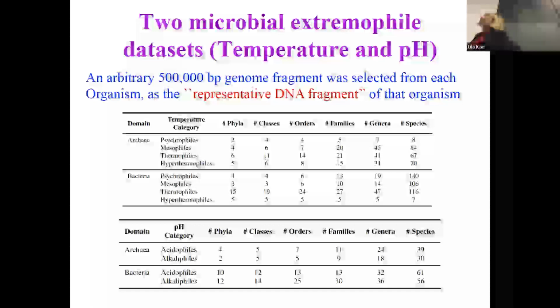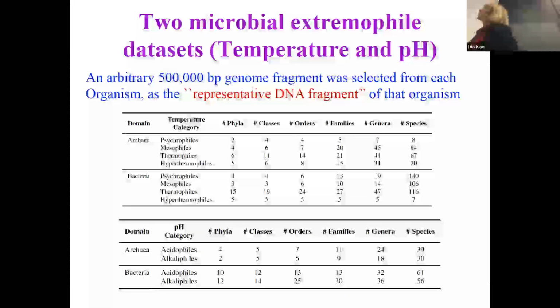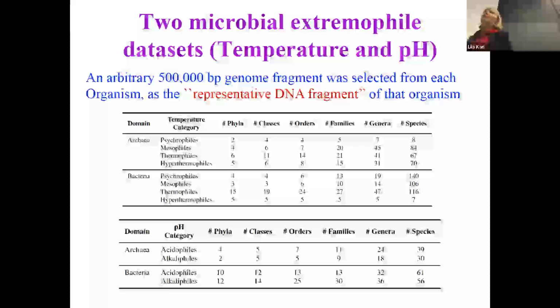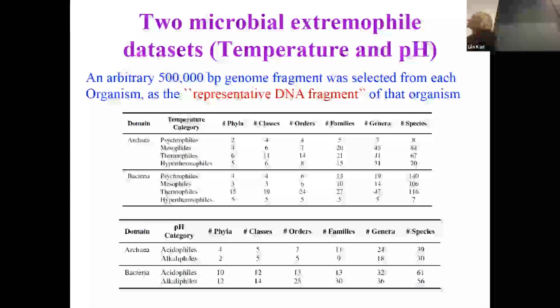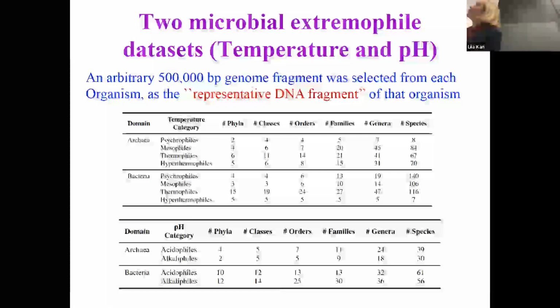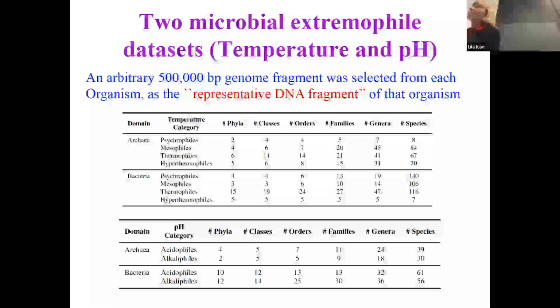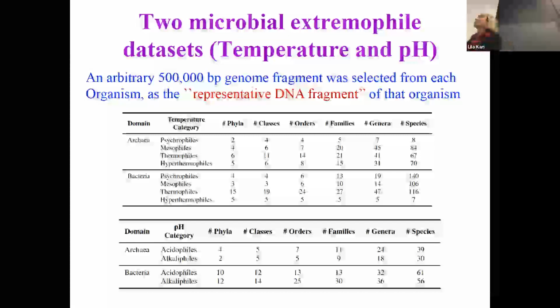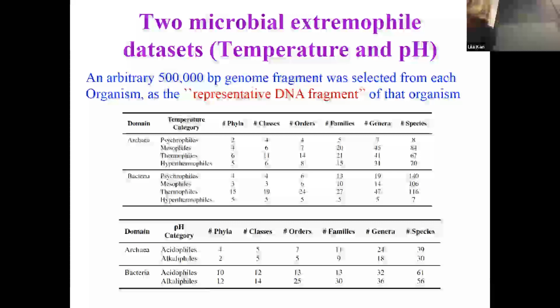We looked only at two kinds of extremophile data sets, namely the ones that live in extreme temperature and extreme pH, that is extremely salty or extremely acidic, alkaliphiles or acidophiles. These were bacteria and archaea. This is the summary of the data set. And how do we extract this genomic signature? For each of them, we took an arbitrary 500,000 letters long genome fragment. The genomes are very long, they're millions of letters, so we picked a random 500,000-letter fragment in the genome, and took that to be representative. And so what do we have? We have archaea and bacteria.